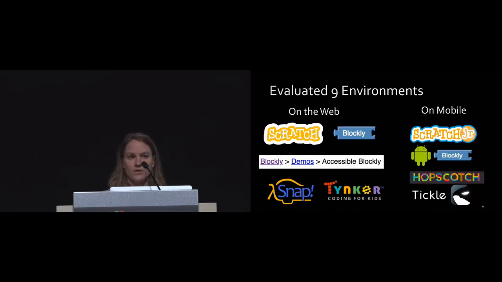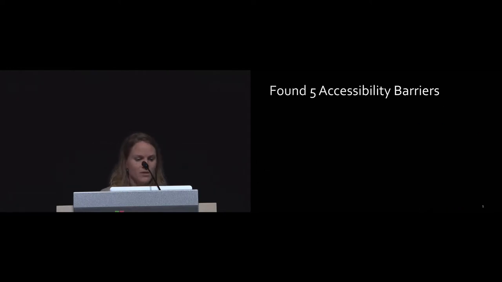And we evaluated them with a screen reader, which is a tool that you can use to navigate around on a computer or a touchscreen device, and it will read aloud whatever element is selected. So you can use it to navigate if you have a visual impairment. And there's a lot more detail on this evaluation in the paper. I'm not going to go into it too much. But I will say what we found was that there were 5 main accessibility barriers to using these environments.